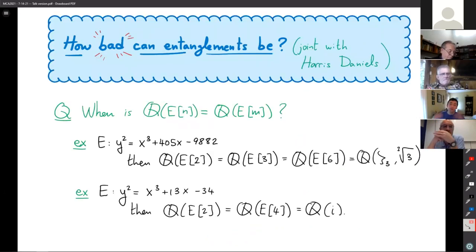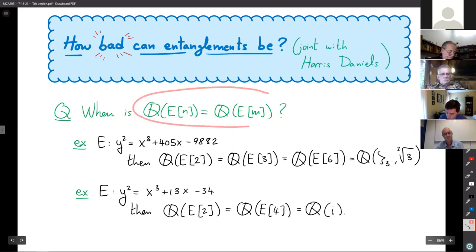So we've seen when the image is largest possible. Also, how can the image be the smallest possible? What are the worst possible entanglements? This is some work with Harris Daniels. Here what we've done is try to understand when there is a coincidence between the fields of definition of the N torsion and the M torsion.